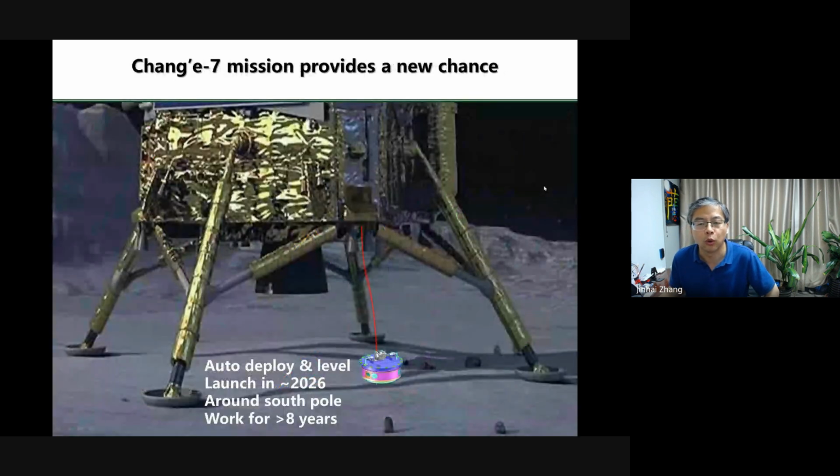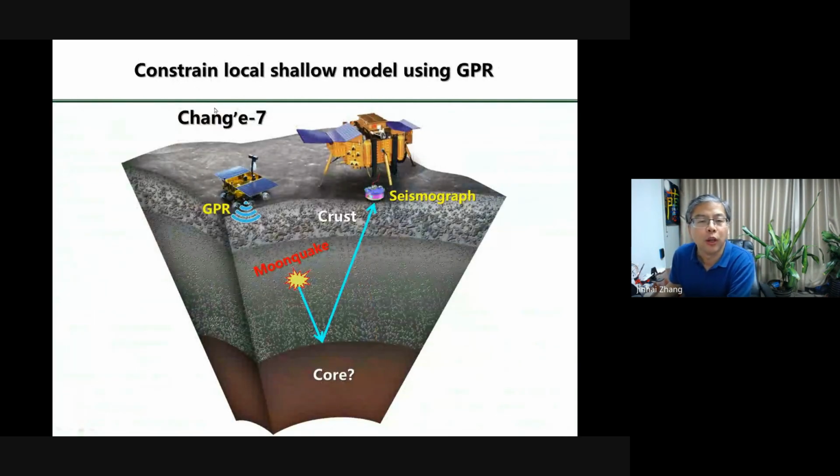So in future, Chang'e 7 provides such a chance to observe the interior structure of the moon by deploying a seismometer there. It will be automatically deployed with auto leveling, and it will launch in September 2026 around the south pole of the moon. It will work more than 8 years, and will work together with the Chang'e 8 seismometer that is 100 kilometers away from Chang'e 7.